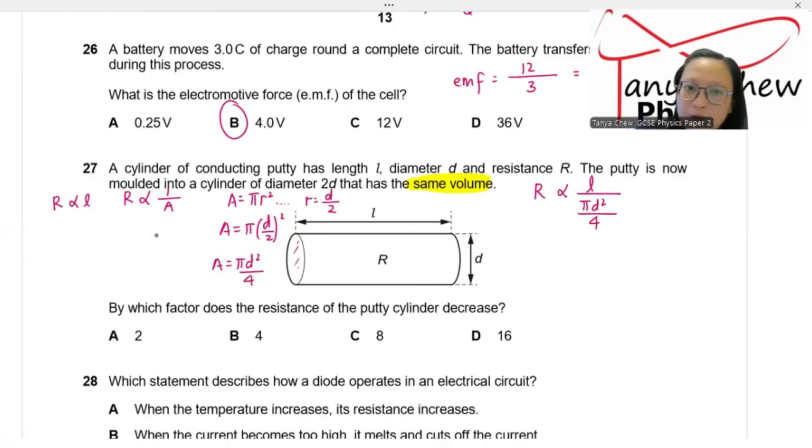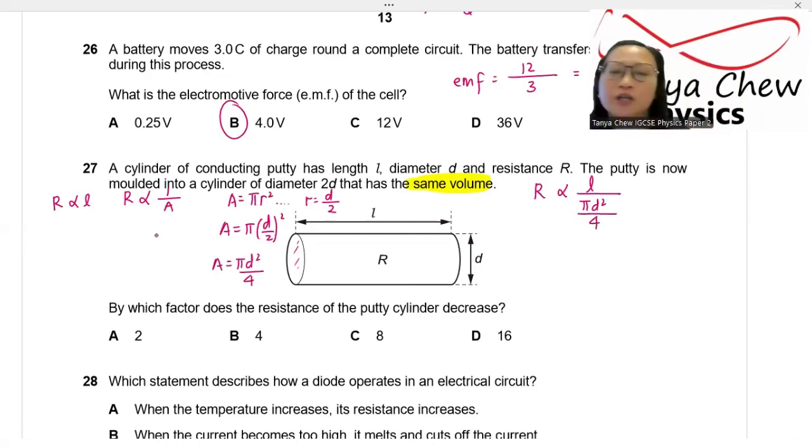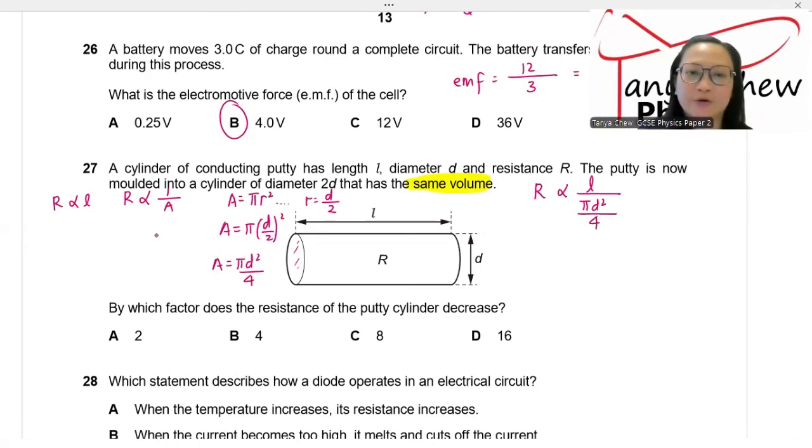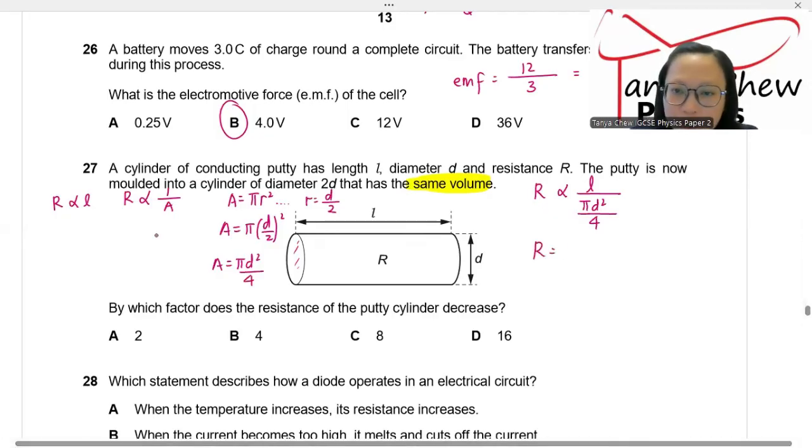There is a reason why they give you the same volume. The question did not mention what happens to the length when the diameter increases. So I need to get rid of the length, because I don't know whether the length is changing or the length of the second cylinder remains constant. So I put a constant, K, because I want to get rid of this proportionality symbol. R equals K times length over pi D squared over 4.